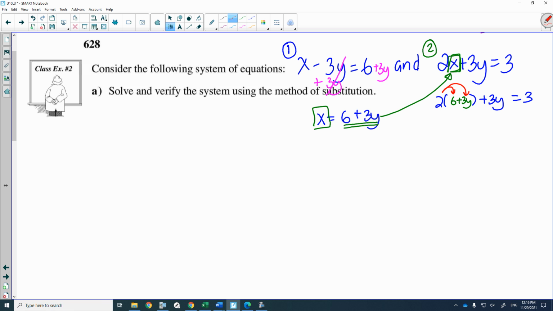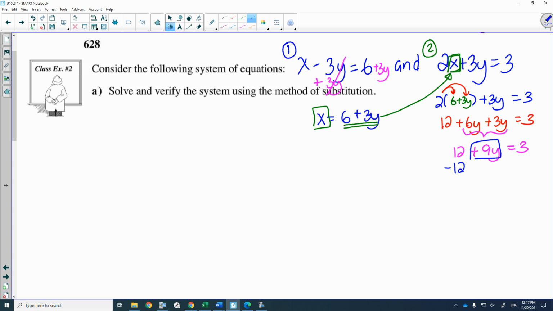Now what you should see is we only have one variable, right? We're down to one variable. That's why we use substitution. So I've got 12 plus 6y plus 3y is equal to 3. Bring your like terms together. 12 plus 9y is equal to 3. Which variable am I solving for? Y, right? I've got a y, so I'm going to be solving for y.